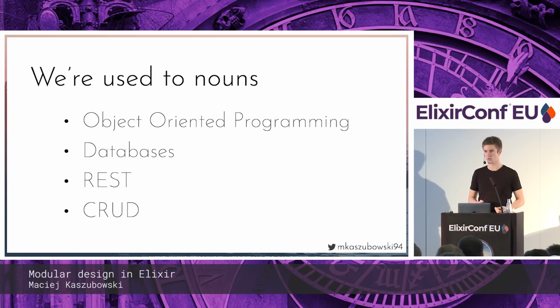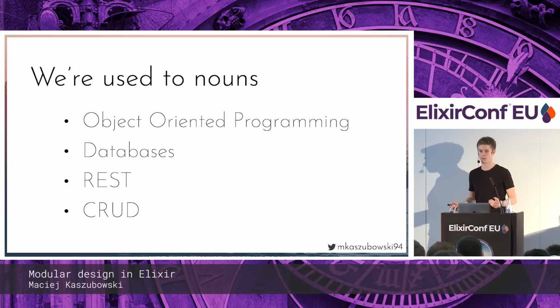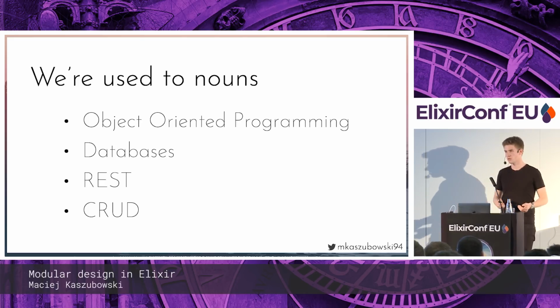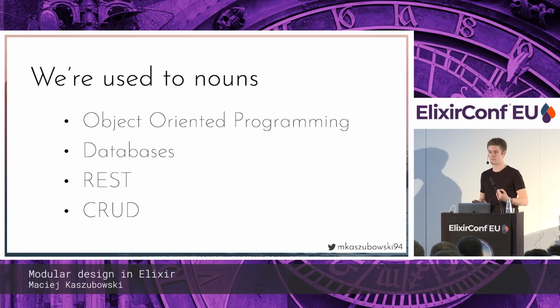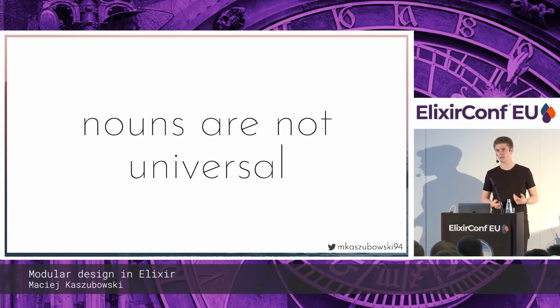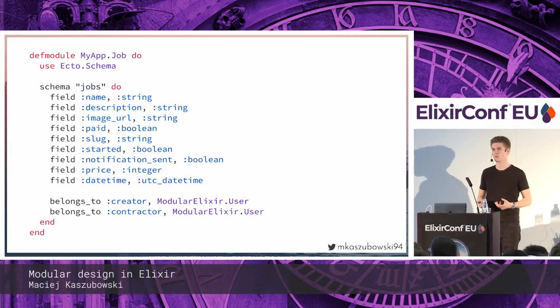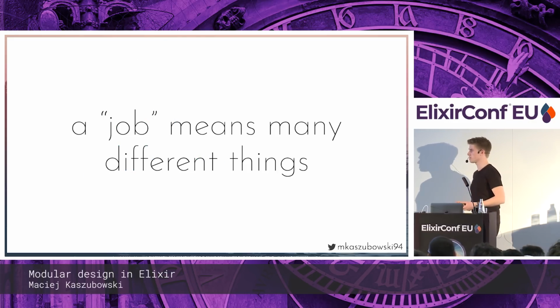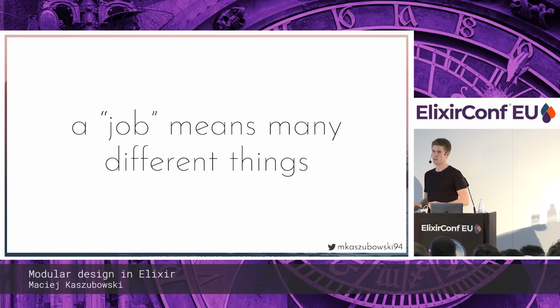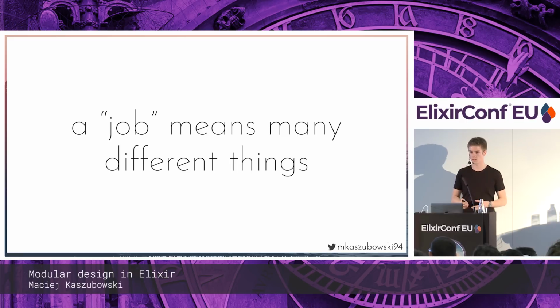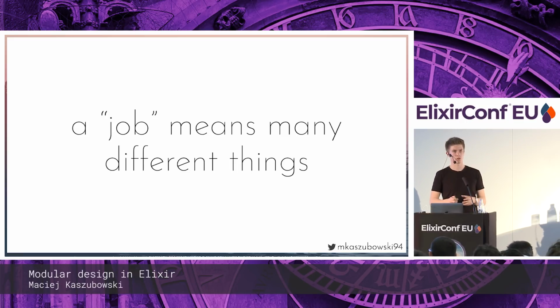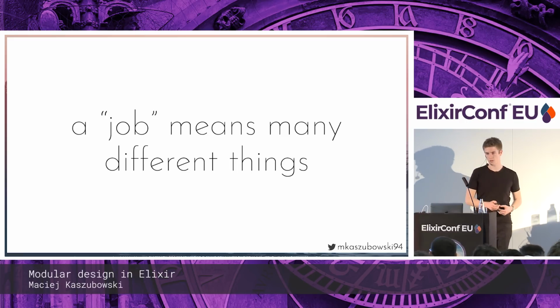And unfortunately, we are used to thinking about nouns. We use them in object-oriented programming, which is still the most popular paradigm, even if we don't like it. We use this in databases when we have a really limited set of operations, but we have an unlimited set of nouns. So we are quite used to using nouns as a primary design concept. But the problem with them is that nouns are not universal. We are trying so hard to model this thing called a job in our system, but the truth is that a job means something different, depending on the state, depending on who looks at the job. So trying to model this one job schema is going to cause problems.